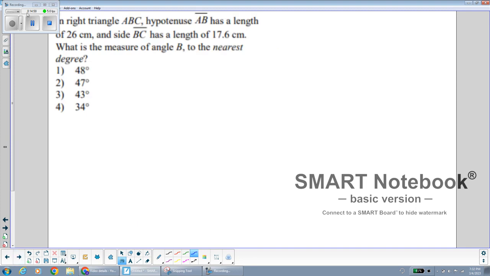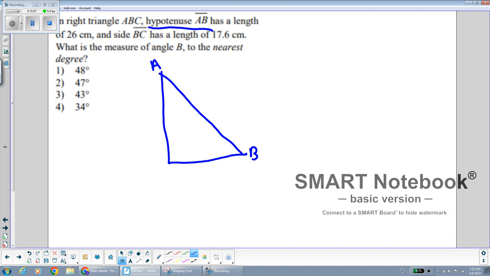So here we have right triangle ABC, and it's telling me that the hypotenuse is AB. So let me label the hypotenuse as AB. So C would be the right angle. So the hypotenuse has a length of 26 centimeters, and BC has a length of 17.6 centimeters. This is the measure of angle B to the nearest degree. So angle B is what I'm solving for, so that's going to be my focus angle.